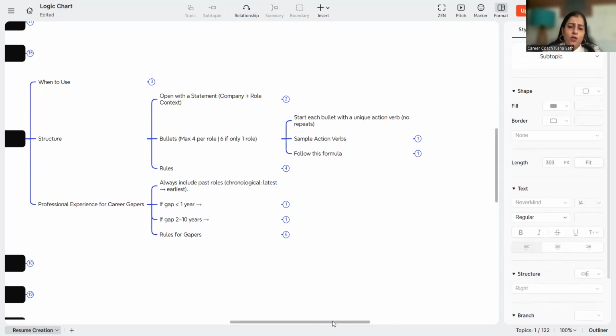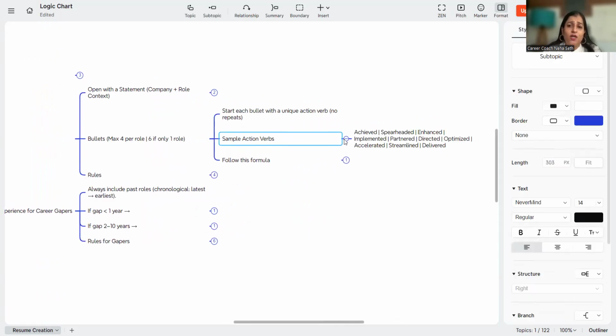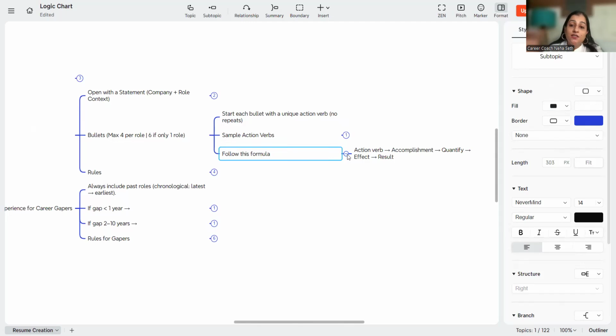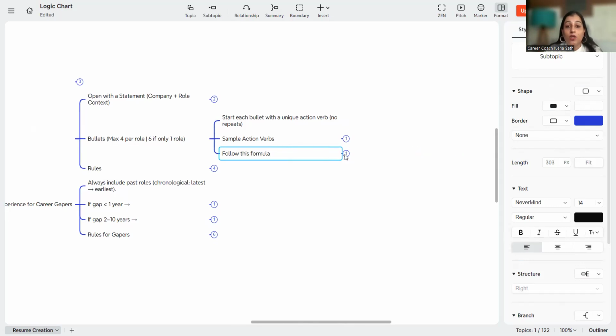I can share certain action verbs like spearheaded, recruited, enhanced, achieved, partnered, directed, led, optimized, streamlined, delivered, accelerated. All these action verbs you can use. And the most important, powerful formula for making these four bullets very impactful is this: start with the action verb, then talk about the accomplishment in your first bullet; in the second bullet, quantify it; in the third bullet, give the effect; and in the fourth bullet, give the result. Okay, so you may note down this formula. Absolutely, it will help you.